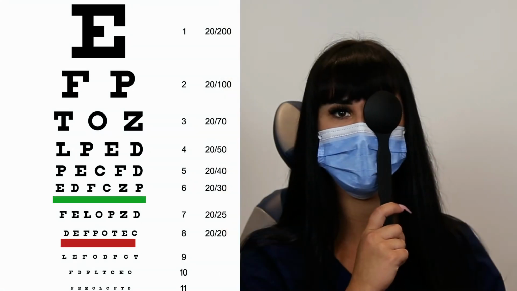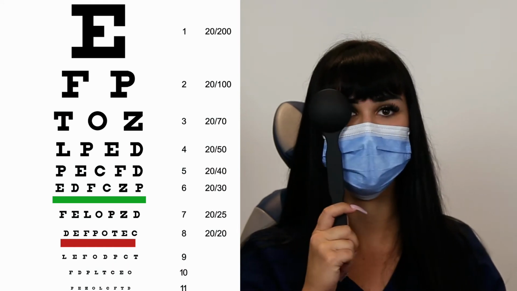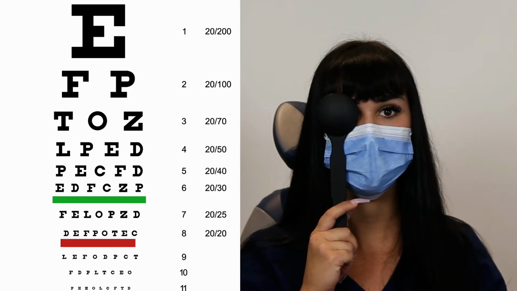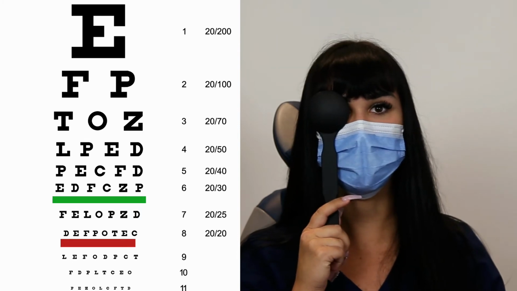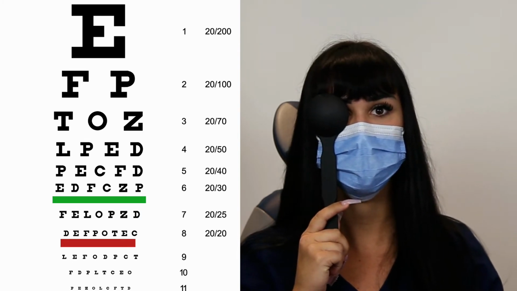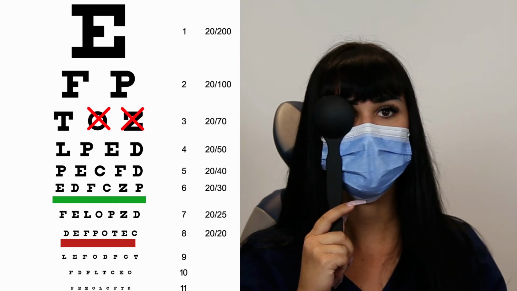Let's move on to a case in which the patient presents with vision loss. Have the patient start from the top of the chart and work their way down. E, F, P, T, C, S. In this example, the patient read up to the 20/70 line but had 2 mistakes. Therefore, the vision is 20/70 minus 2.